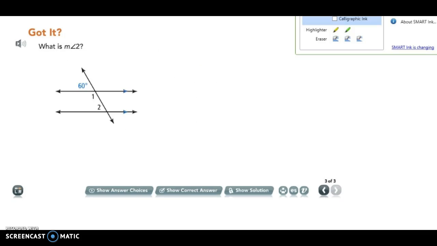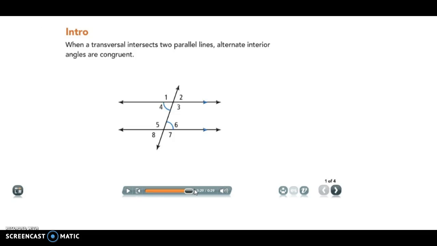Okay, let's try another. Once again, these little arrows are going to show that they are parallel to each other. And that makes this one congruent to angle 2 because they're both corresponding angles. So when a transversal intersects two parallel lines, then the alternate interior angles are congruent.